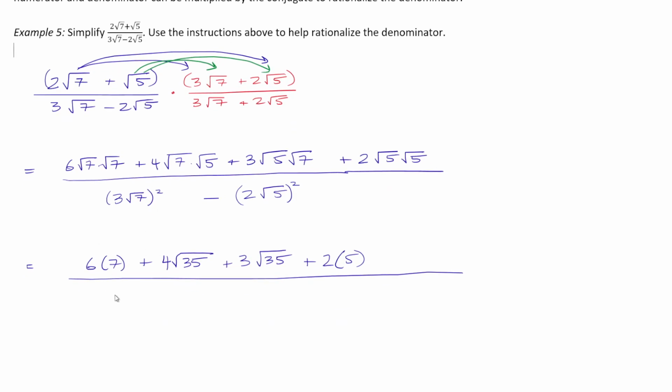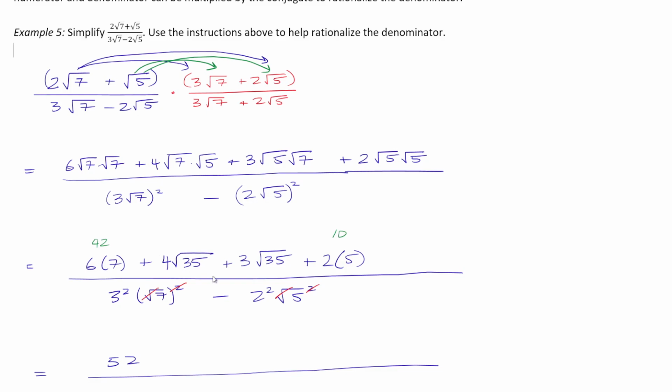In the denominator, I would have 3 squared times √7 squared minus 2 squared times √5 squared. And we can see, as we said before, this is going to rationalize my denominator. It's going to get rid of those radical symbols. Well, 6 times 7 is equal to 42, and then 2 times 5 is 10. So those are like terms, that should be 52.